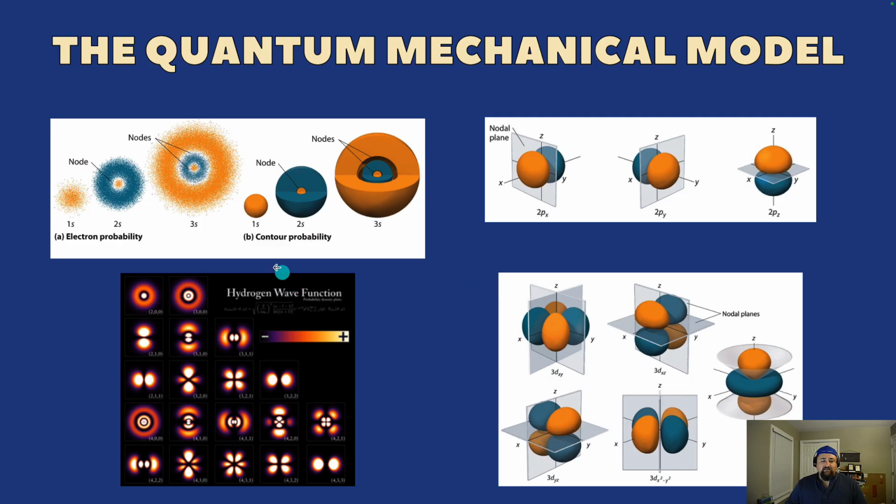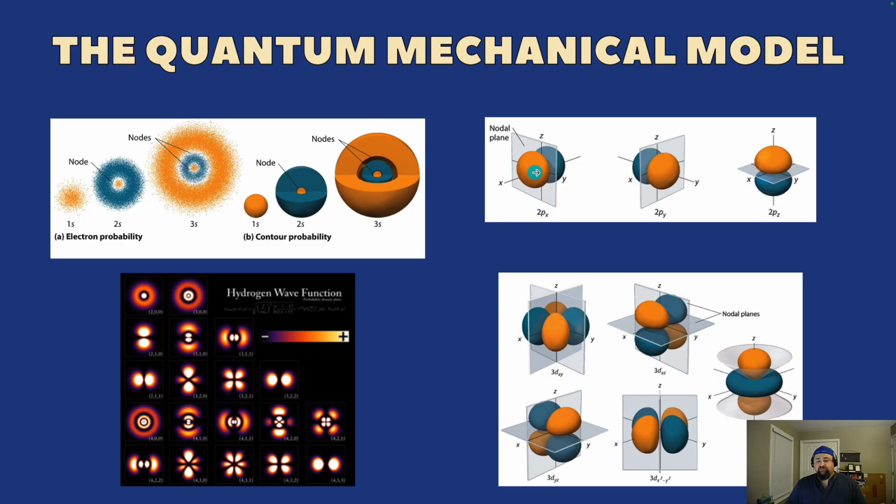So in n equals 1, there's only one sublevel. It looks just like this. It's a nice sphere. But in n equals 2, they now introduce a second look. So there's a subshell that looks like that in S, but there's also these p orbitals, okay? And they look like dumbbells.